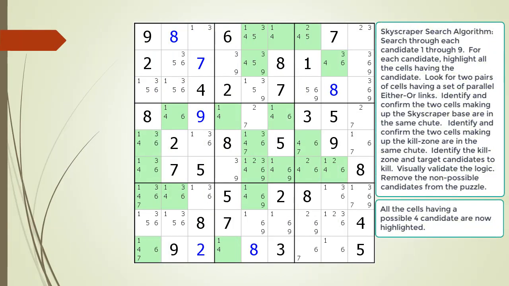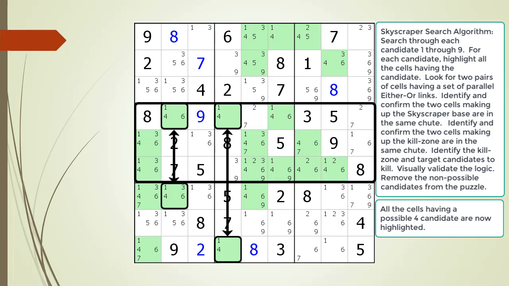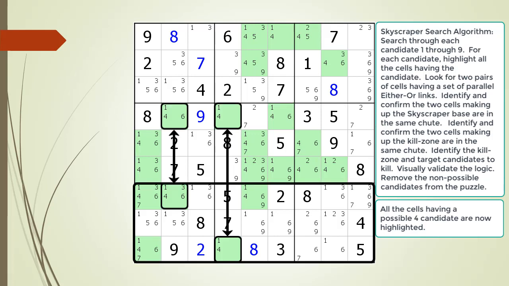Here is the last example. All the cells having a possible 4 candidate have been highlighted. We find 2 sets of parallel either-or links. We identify the chute for the base cells. We identify the chute for the kill zone. Here is the kill zone and target candidates to kill. We remove the non-possible candidates.